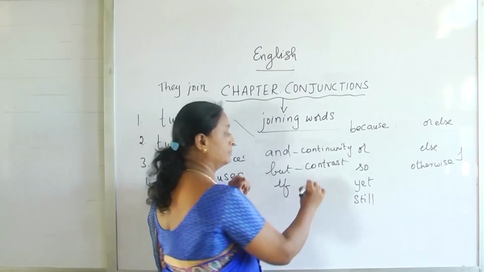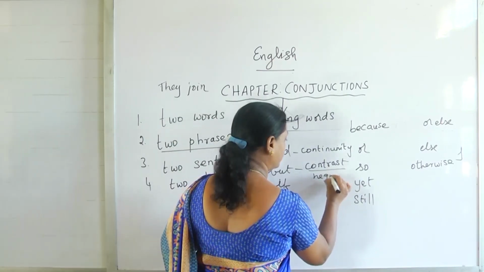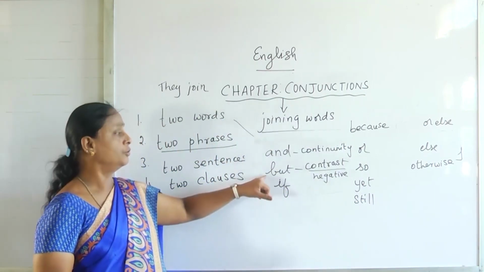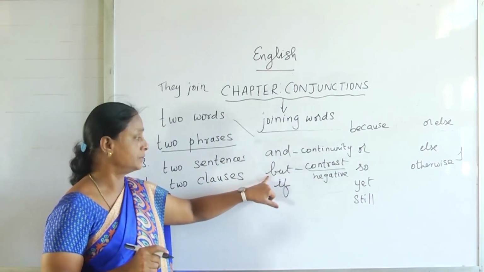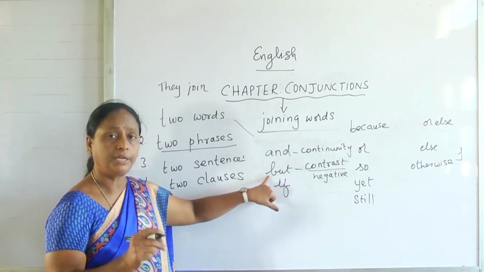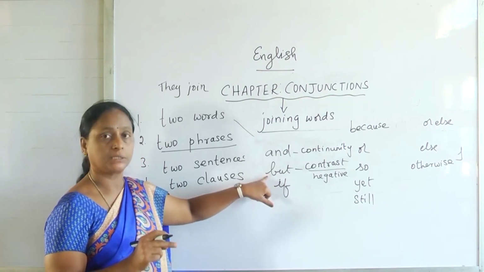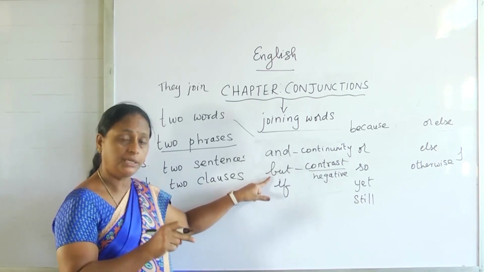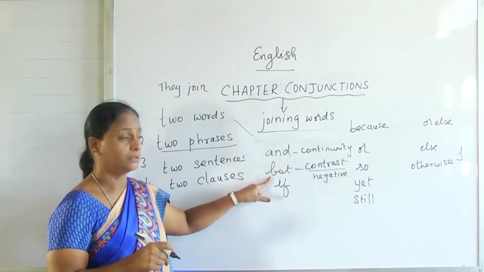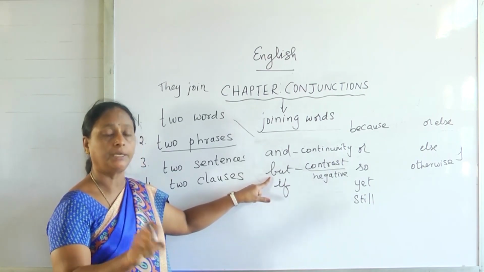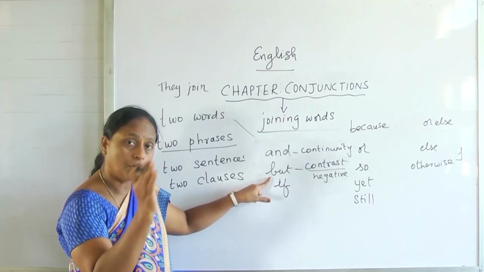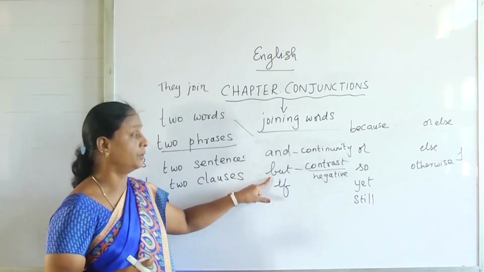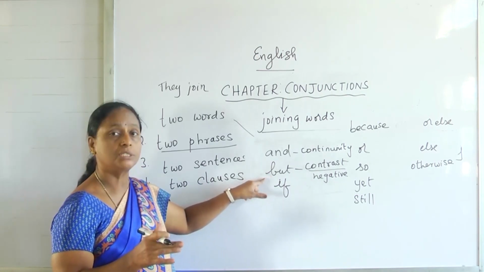Contrast means negative. Contrast meaning negative. How can you use that in your sentence? Ramesh is very weak, but he attended the classes. If he is weak, he can't attend the class. But he came to school and he attended the class. So it gives a contrast meaning. When I mention any contrast concept or meaning, I have to use this conjunction.